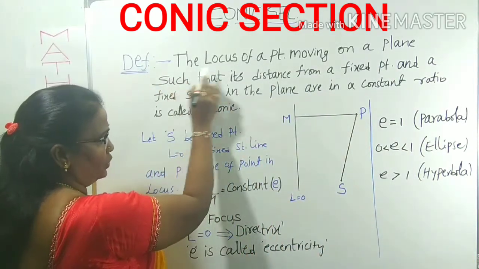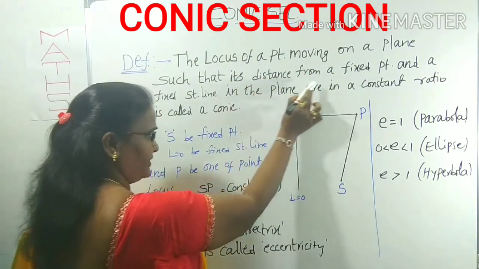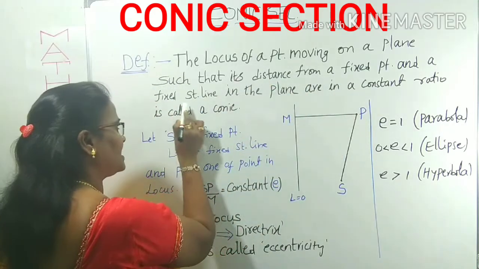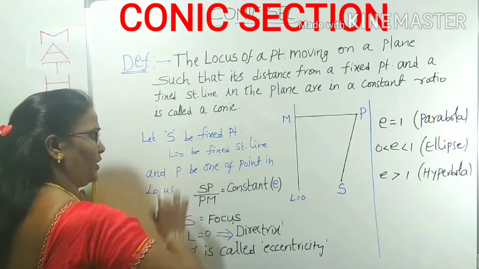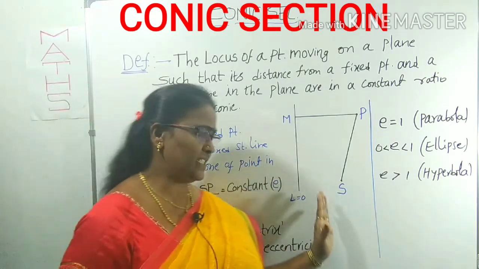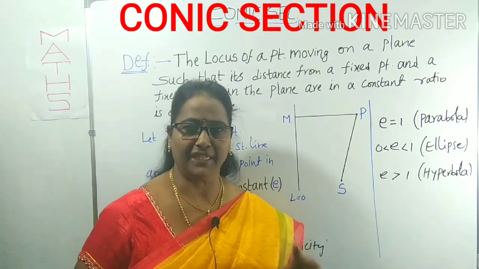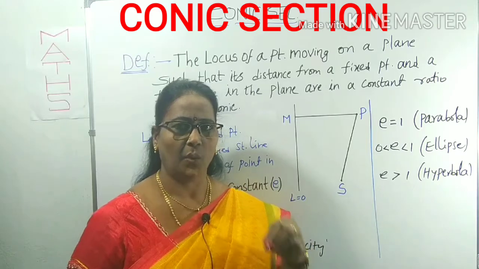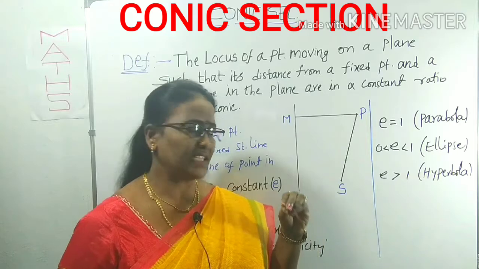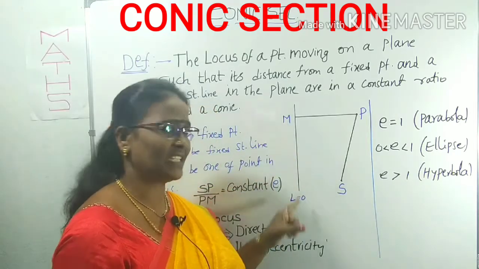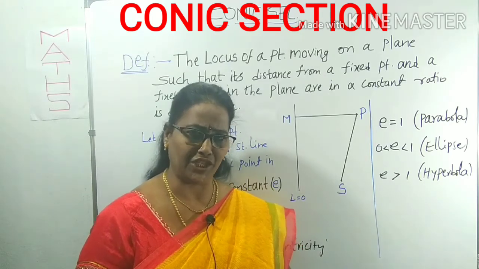Definition you can read out now. The locus of a point moving on a plane such that its distance from a fixed point and a fixed straight line in the plane are in a constant ratio is called conic section. So by this figure you got the idea about the definition also. Sometimes they will ask the definition. Define conic section. If they ask what is a conic section, simply the set of points in a plane whose distance from the fixed point and the fixed straight line is in the constant ratio. Such type of points form a conic section.